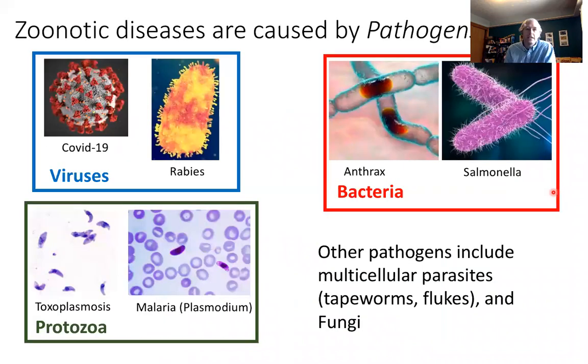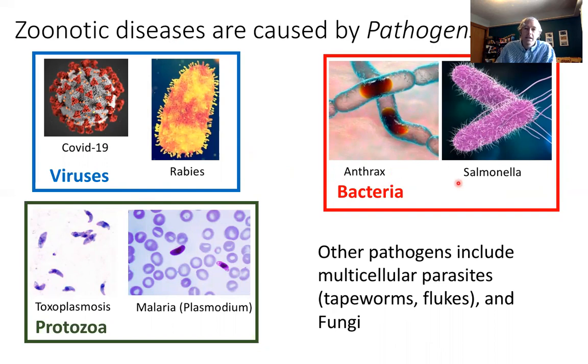Now, in all cases, these zoonotic diseases are caused by pathogens. Pathogens are the actual agent of disease, and they tend to be little microorganisms. They're broken down into 3 basic groups. So we have viruses. Zoonotic diseases that are caused by viral pathogens include COVID-19, and rabies is a very common one. We also have bacteria, so diseases like anthrax, which can be passed from animals to people and can be very deadly indeed. That is caused by a bacteria.